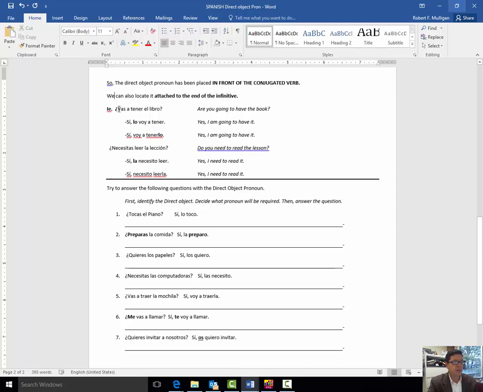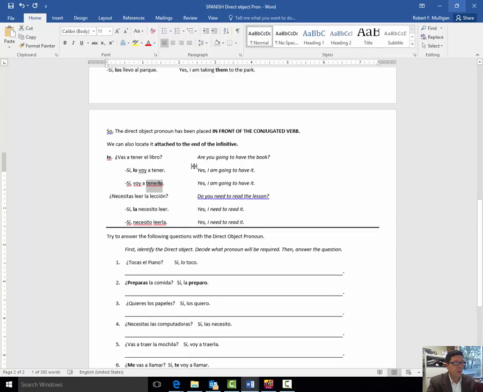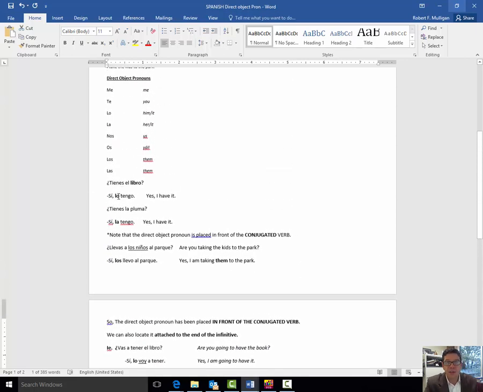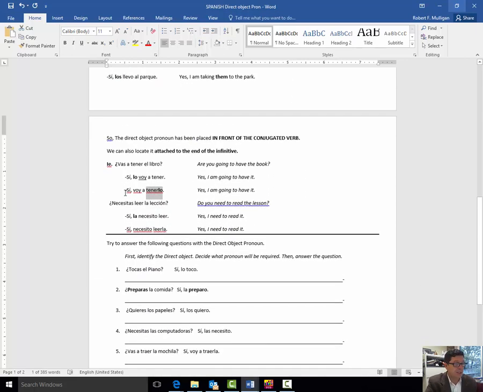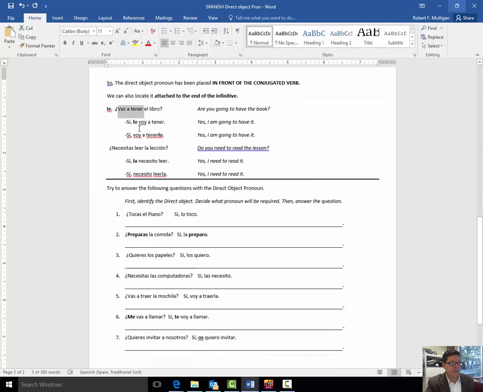Example, here we're using the ir plus a plus infinitive construction, which you learned last chapter with the verb ir. So here the question, ¿Vas a tener el libro? Are you going to have the book? Sí, lo voy a tener, where I'm placing it before this conjugated verb. Or I can attach it to the end of the infinitive form of the verb. Sí, voy a tenerlo. Well, why didn't I do it up here? There was no infinitive to attach it to, so we did not have the option. But down here, because we're using the ir plus a plus infinitive, you do have that option.